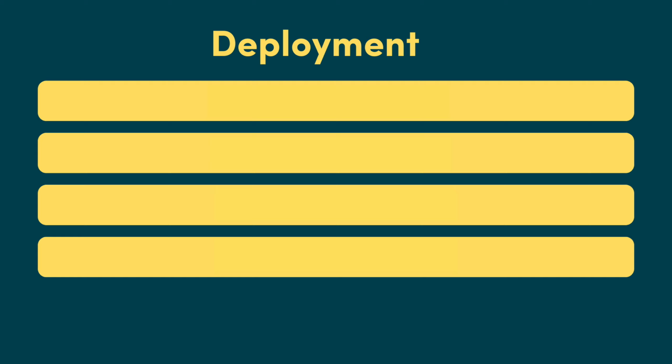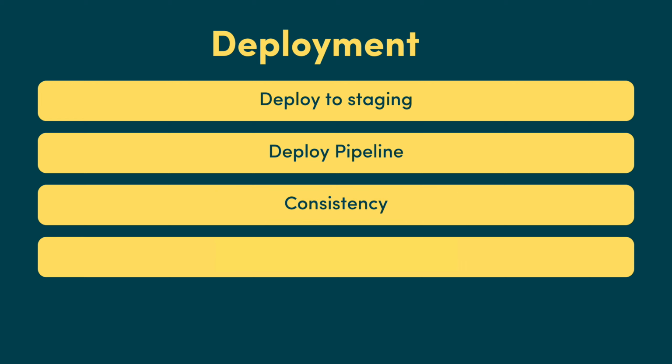Now comes the deployment phase. Deploy to staging. The validated release candidate is first deployed to a staging environment for further testing. Then comes deploy pipeline. A deploy pipeline moves the release through various stages from staging to canary to production. Consistency. The same build artifacts are used across all environments, ensuring stability.